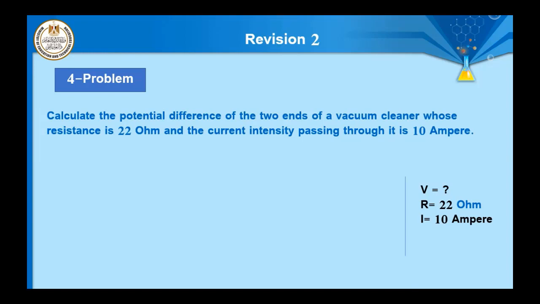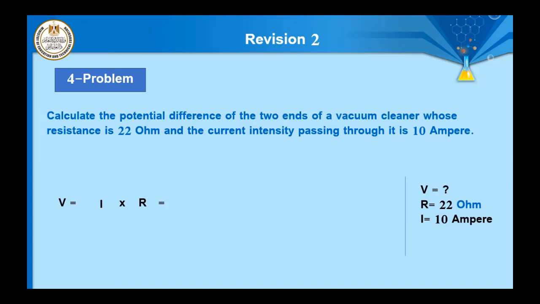To find potential difference, we have Ohm's law, which represents the relation between electric current intensity and the potential difference at constant temperature. We know that V equals I multiply R. V represents potential difference.